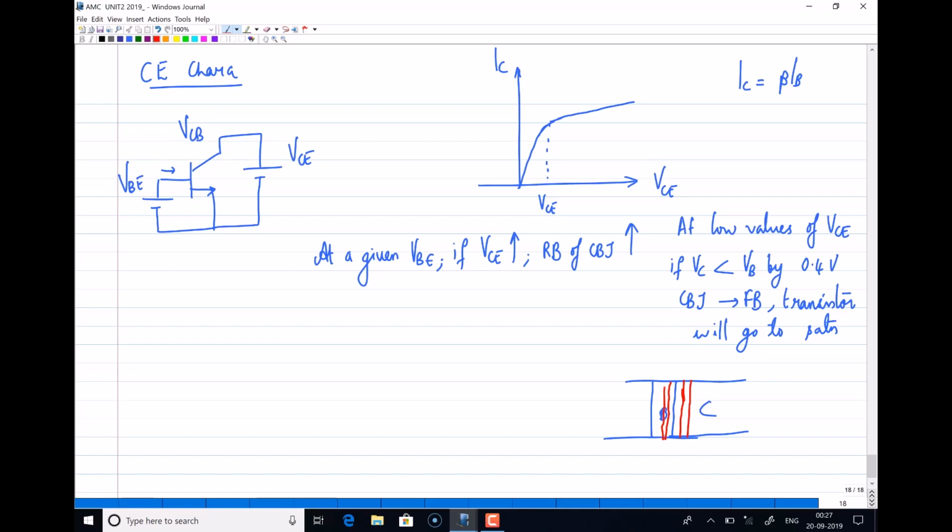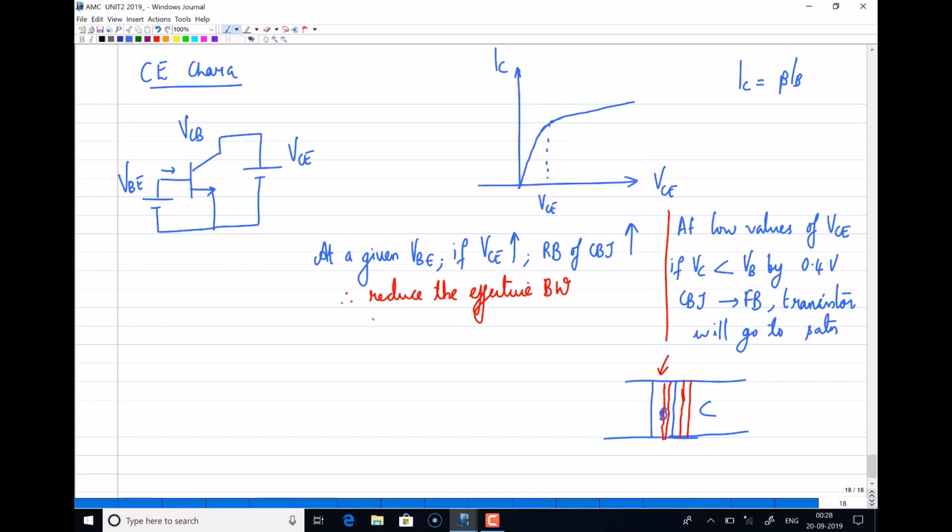Now if the reverse bias increases, the depletion region will actually widen. This widening of the depletion region will affect the base region because base is very thin, right? So reverse bias of the collector base junction will increase. That will in turn reduce the effective base width. Now one thing I am stating here, we will not look into the details of that.